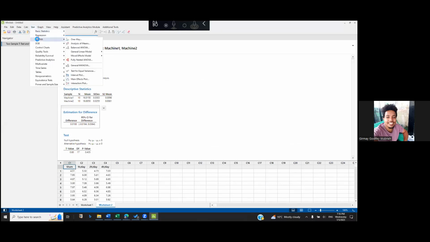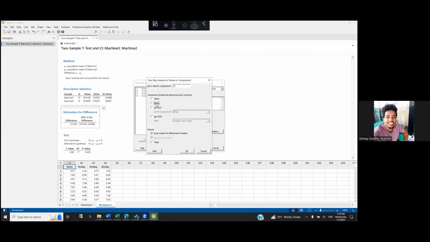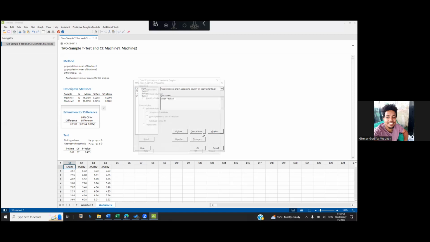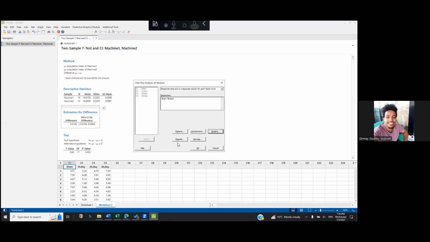Go to Stat, ANOVA, one-way ANOVA. Response data are in separate columns. Options: 95% confidence, Fisher. Graphs: choose the four-in-one residual plots, which give a histogram, a normal probability plot, and residuals versus fitted values. Then click OK and look at the results.